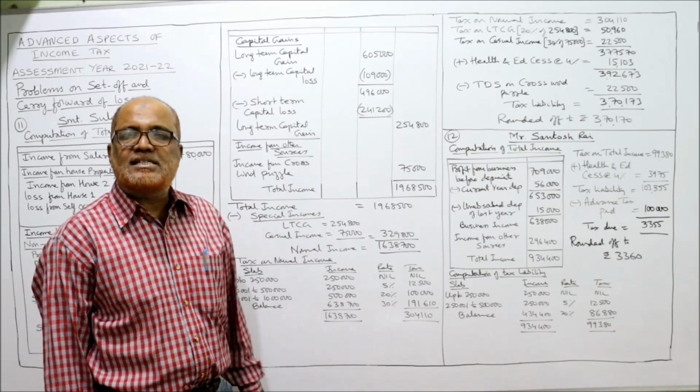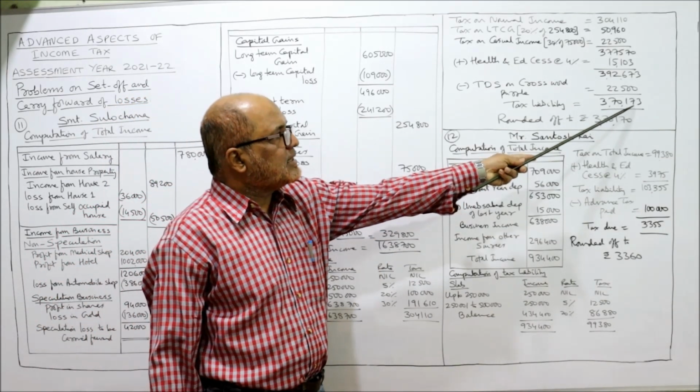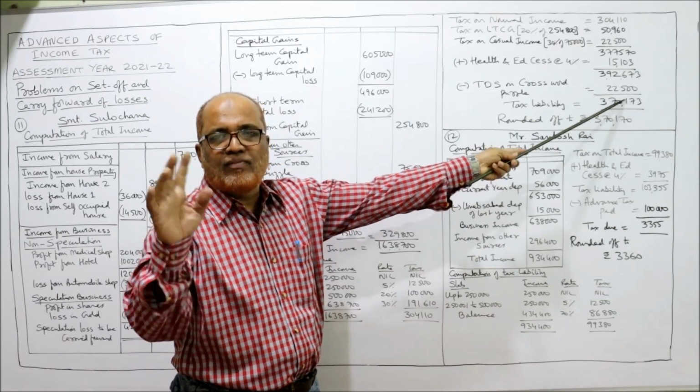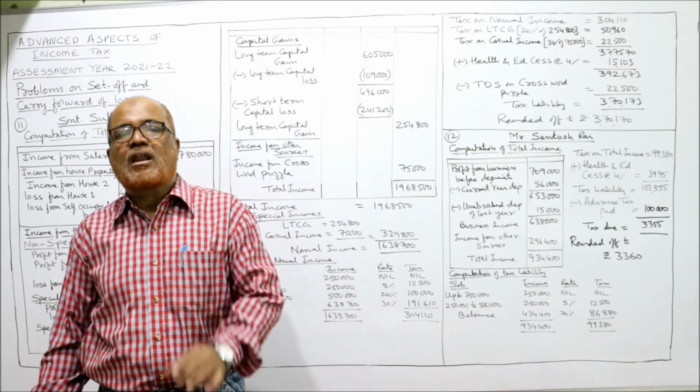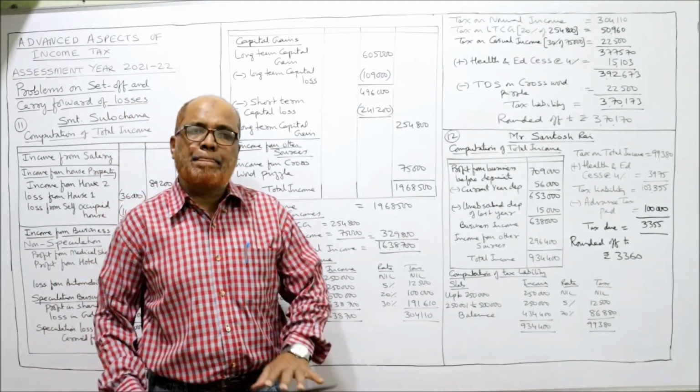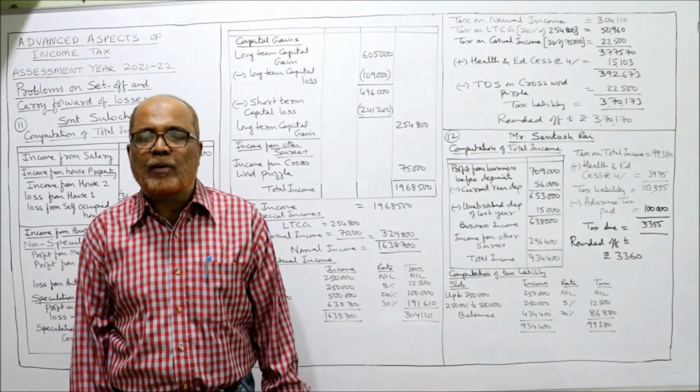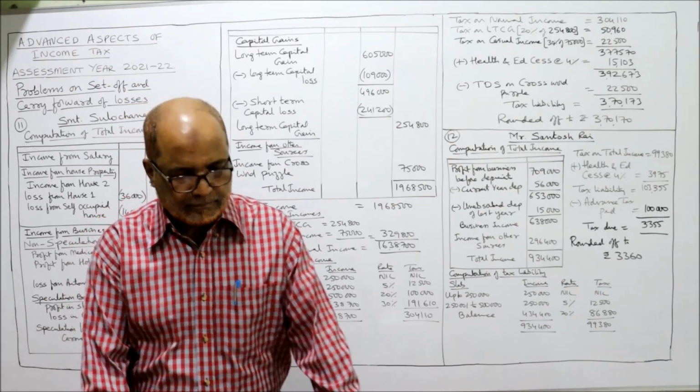Round it off to the nearest 10. The last two digits are 73. So 3 rupees we ignore, 70 rupees we take. So 3,70,170 is the rounded off tax liability. That's it. This is the end of problem number 11.